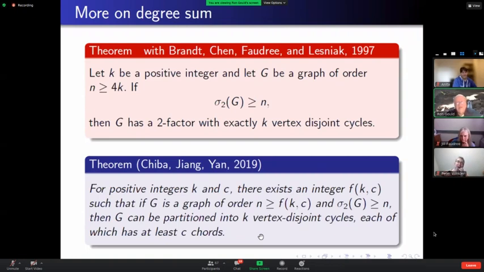So they, in a sense, extended my result with Brandt, Chen, Faudree, and Lesniak, where they knew they had the k cycles to start with, and they were able to show that if things are big enough, you're going to get as many chords as you want in each of those cycles. Not a major surprise when you think about it, but still kind of a nice result. And it's the only result I know of right now where you pick how many chords you want exactly, and you go for it. Well, that's not quite true. I know another one, but I'm not sure we'll get that far in this talk.